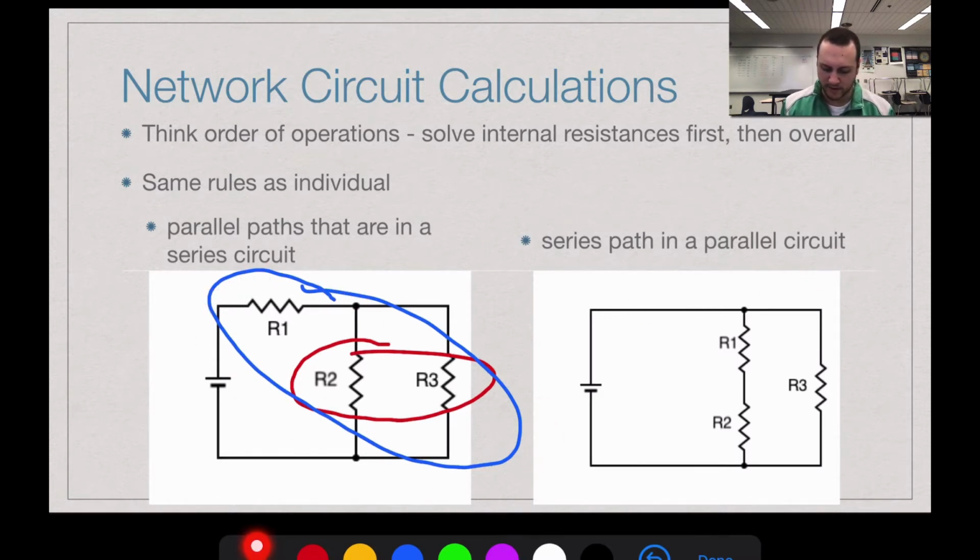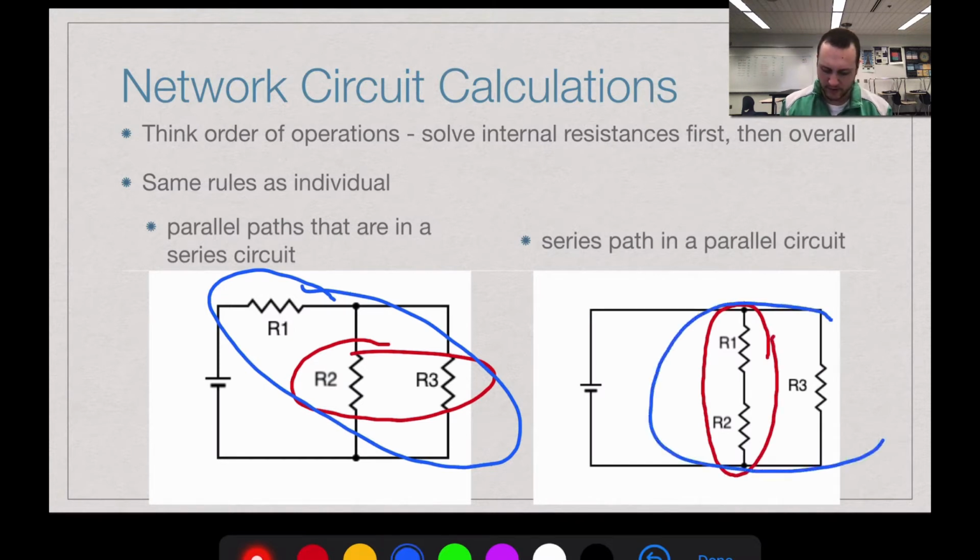If we look at our one to the right here, the series path that is in parallel, we would want to solve the series circuit first, then we would solve the parallel circuit. So again, what this shows us is we're going to look at the inside circuit first, then we're going to look at the outside, right? Solve these things inside out is how we want to go about this.